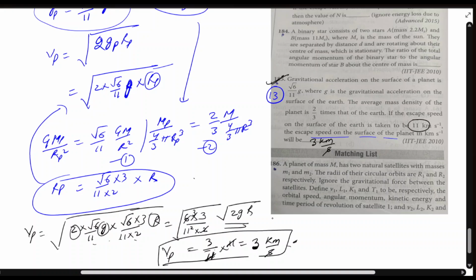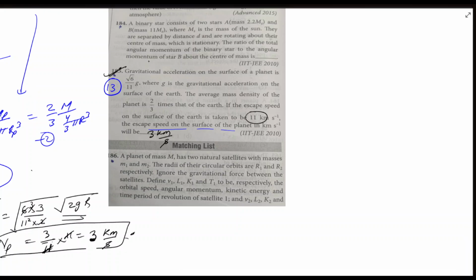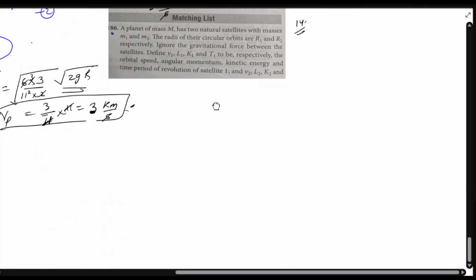Okay, let's move on to our 14th question. So we have our 14th question. This is our 14th. A planet of mass M has two natural satellites with mass m1 and m2 and radius r1 and r2 respectively. Ignore the gravitation between these. So this is quite easy, right? V1, L1, K1, T. Okay, so there must be something. Let me add this part.